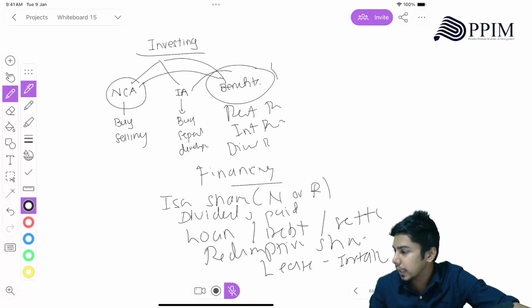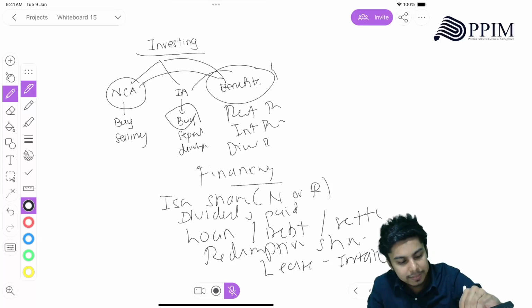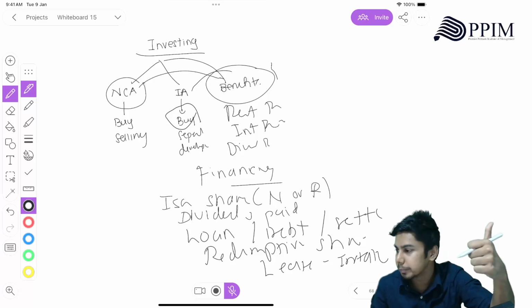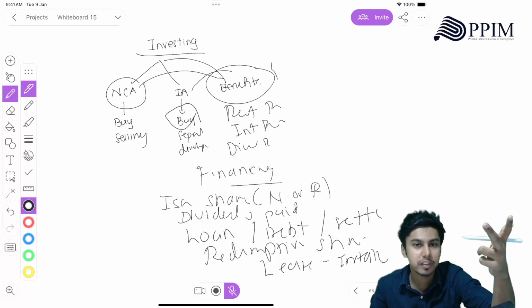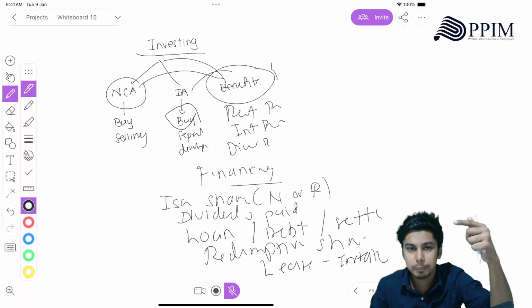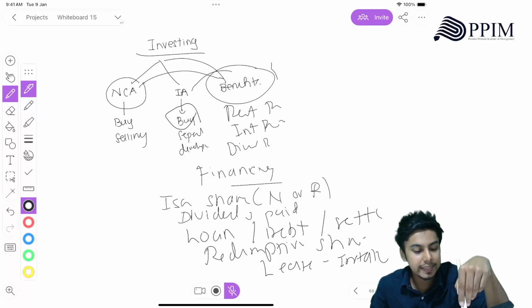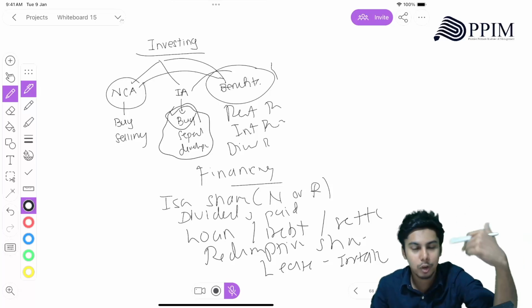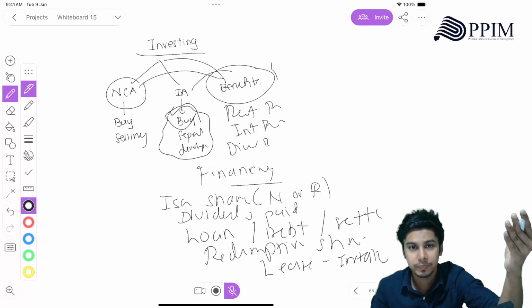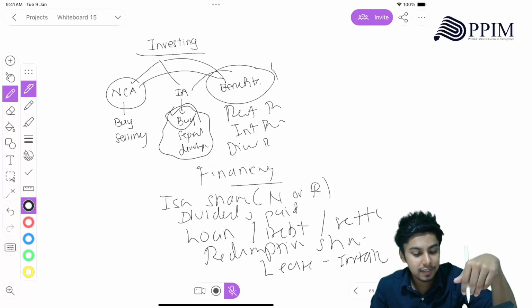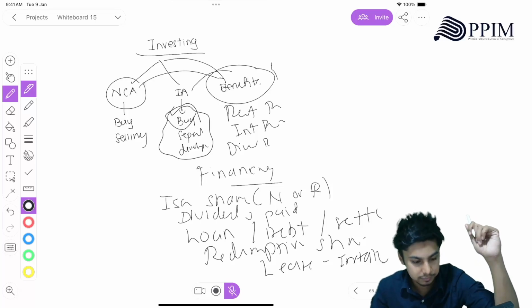Intangible asset: buying them means buying brand names, investing in fixed deposits, not buying other company shares, and also development expenditure is an intangible asset. So anything related to intangible assets, you're buying them, investing in them, spending on them or even selling them, everything will come under investing activities. It has to be buying and selling actually.